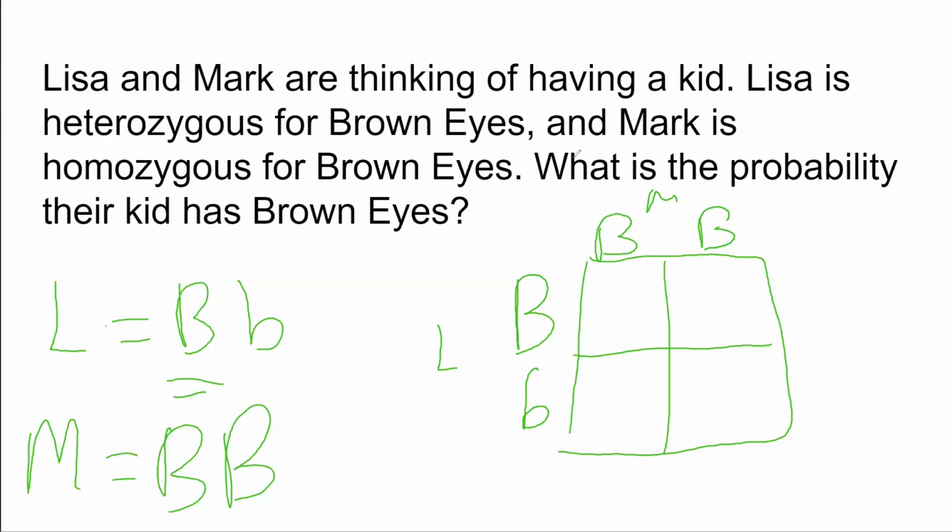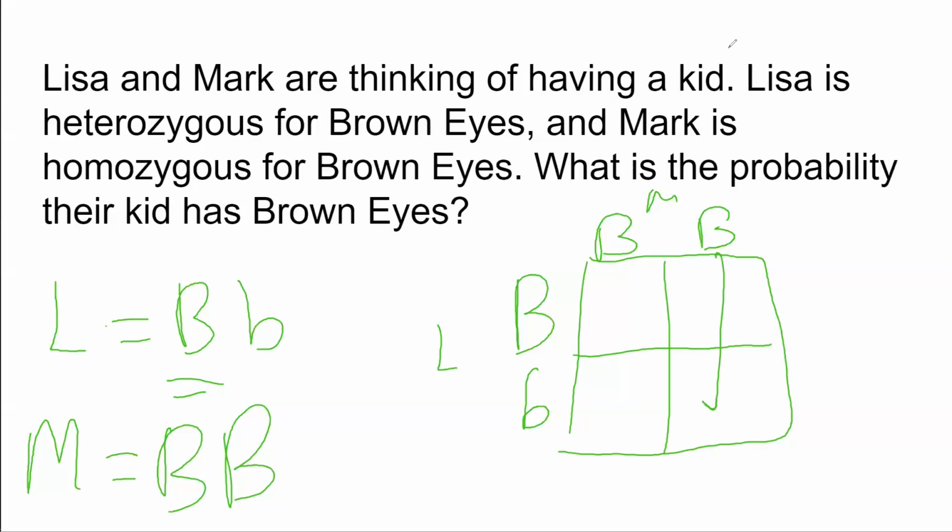This B allele from Mark is going to move into that square, and so is this allele. That's one combination. You can also have this B allele move into here, and this allele move into here. That's another combination of their kid. Now you can continue with this allele moving here and this allele moving here, and the final combination is this allele moving here and this allele moving here.